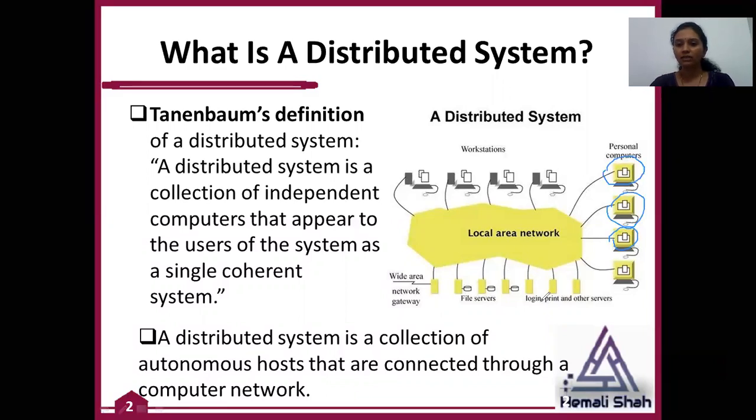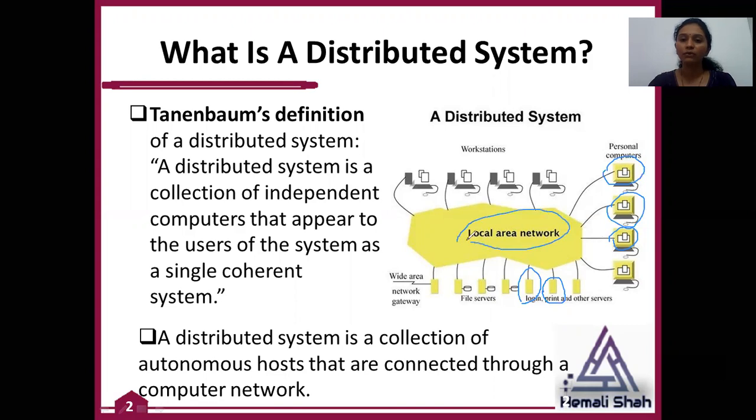Here is a login server that manages the attendance of all the students and all the teachers. Here is the printer, which is shared between the computers. By using any computer, you can print from this printer, and many such servers are available for these computers and workstations. These are all communicating with each other via a local area network.